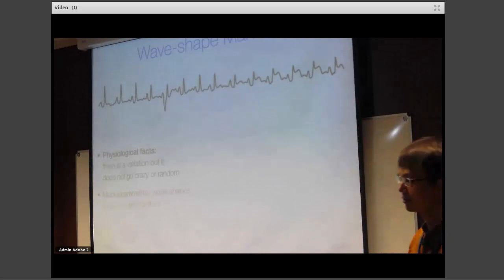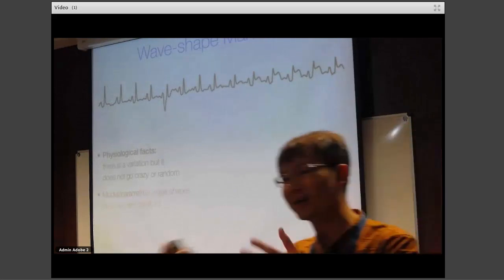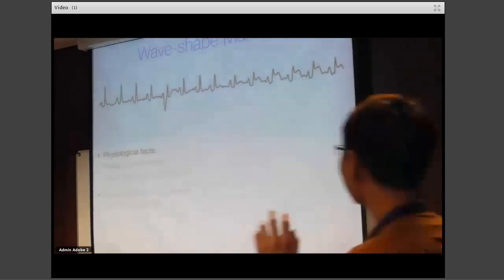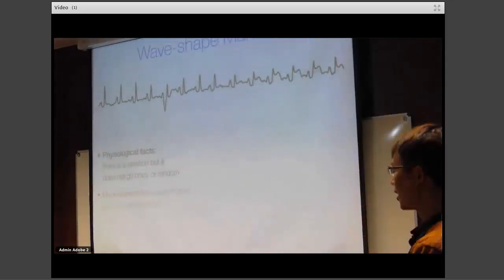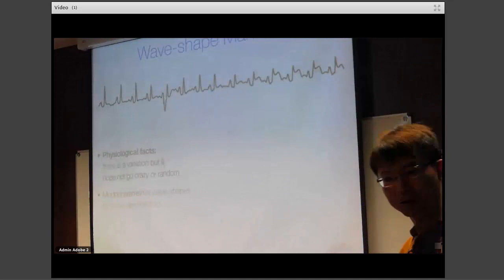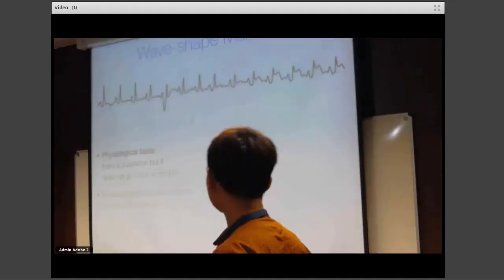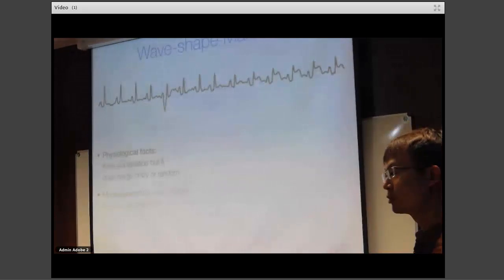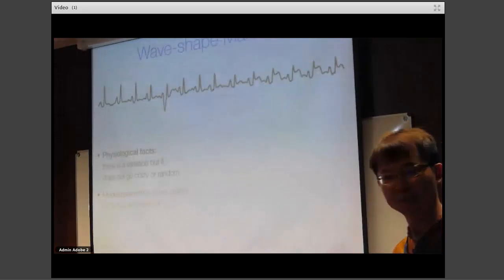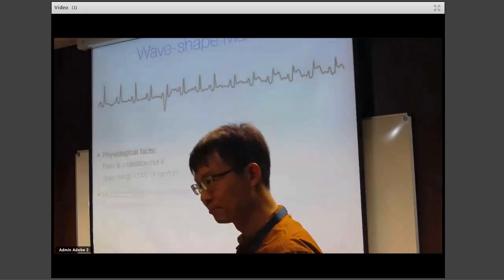Our heart is our heart. It doesn't jump like random noise. So it has some kind of variation, but it's not totally random. That's the first fact. Second, technically, we will be able to somehow parameterize it by using just a few parameters, ideally. So what we did was, how about the following?